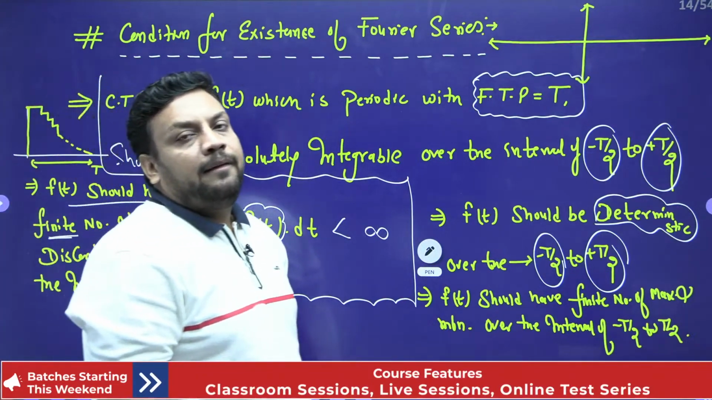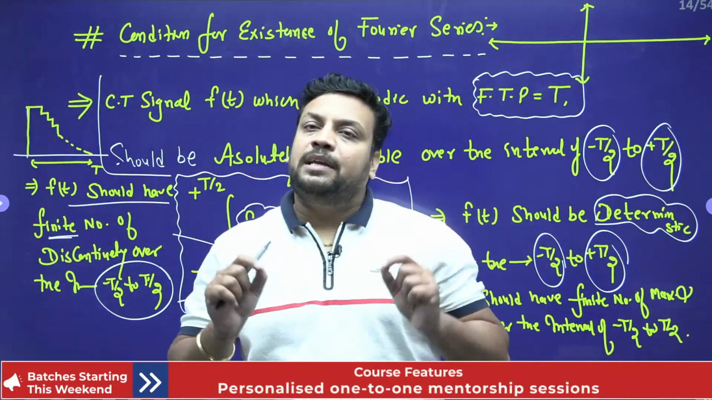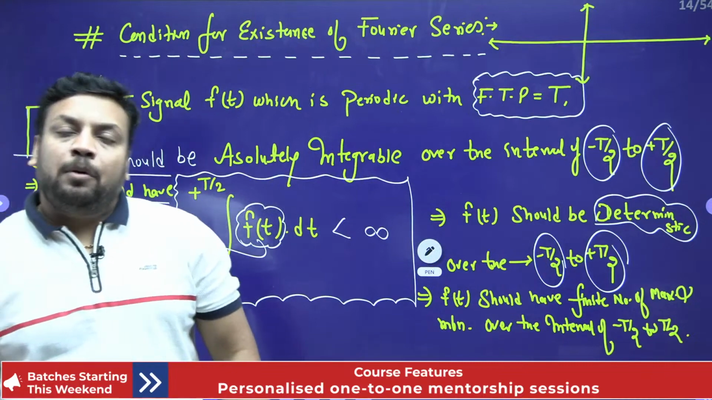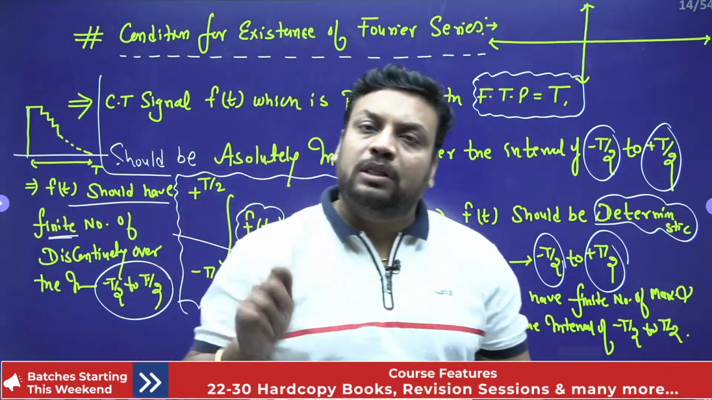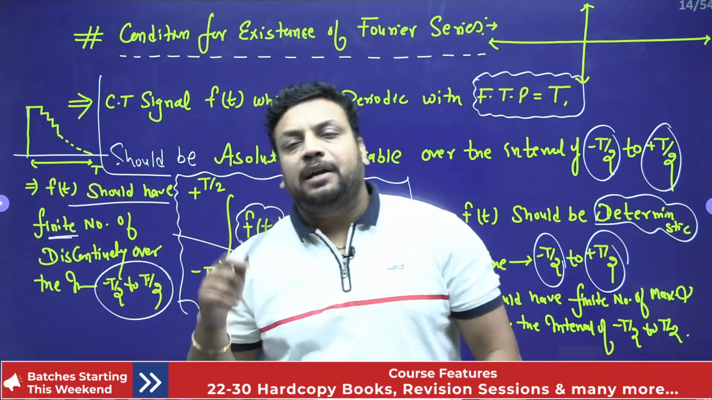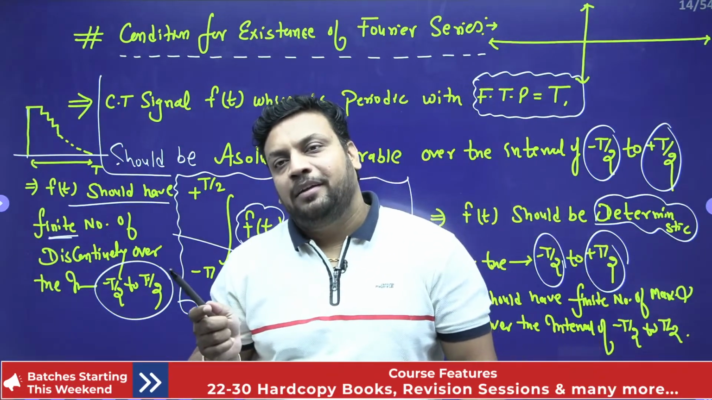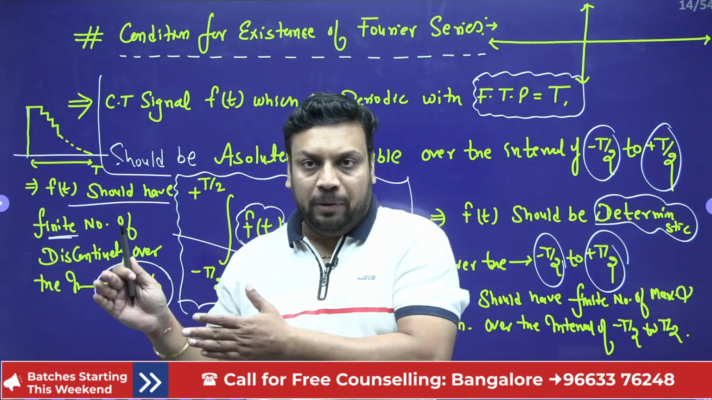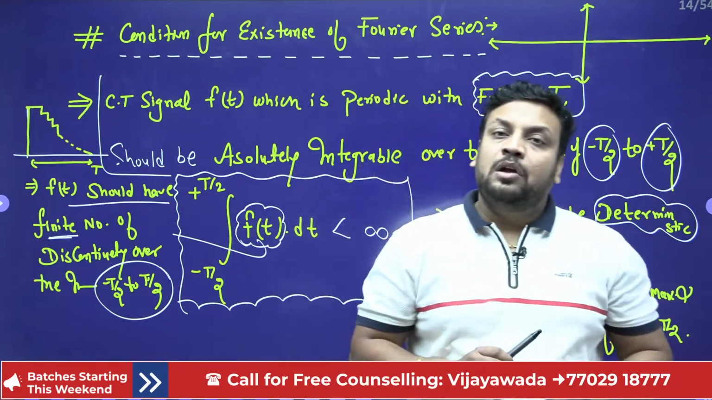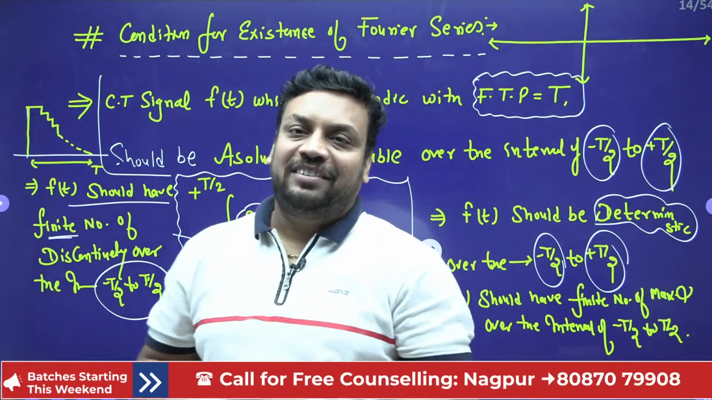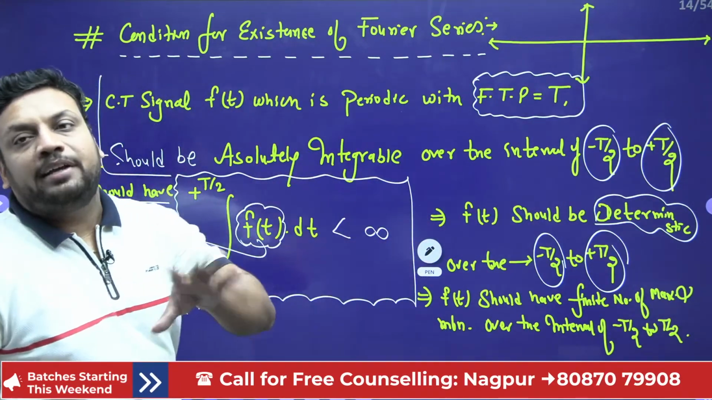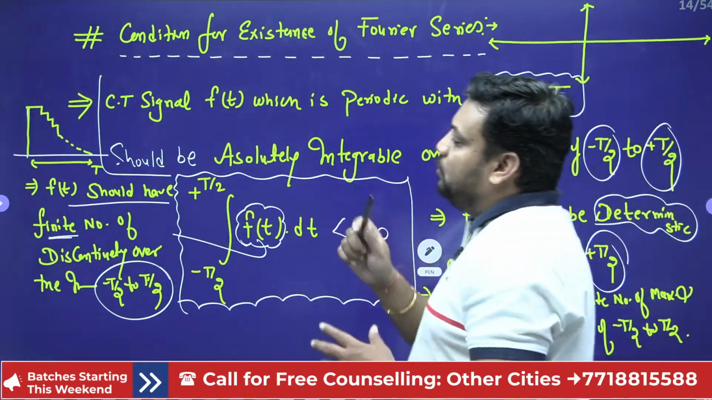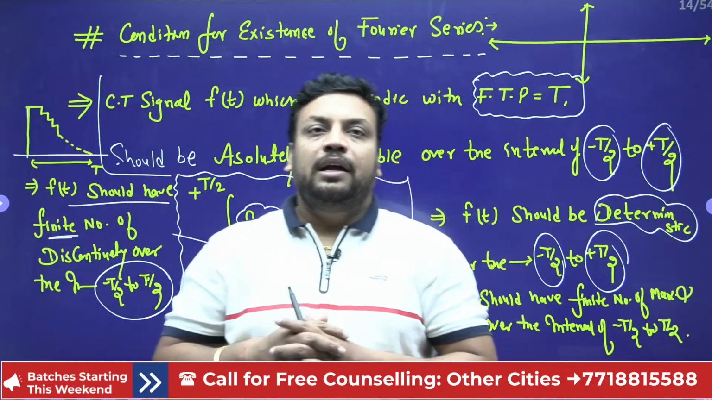Whether Fourier series is applicable for the periodic signal, this is one statement. But if I say that Fourier series is applicable for all the periodic signals, is this statement true or false? There is a difference. If I say Fourier series is applicable for the periodic signals, that is the first statement. And if I say Fourier series always requires the Dirichlet conditions, whatever we have discussed here is also known as the Dirichlet conditions.